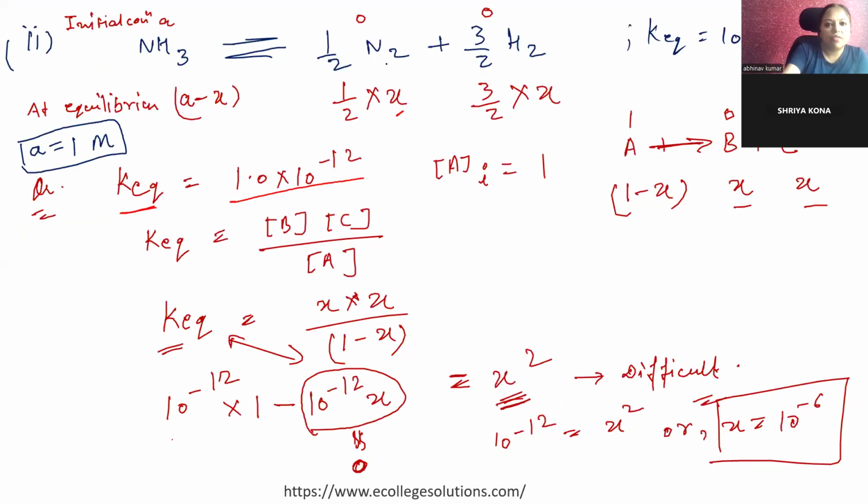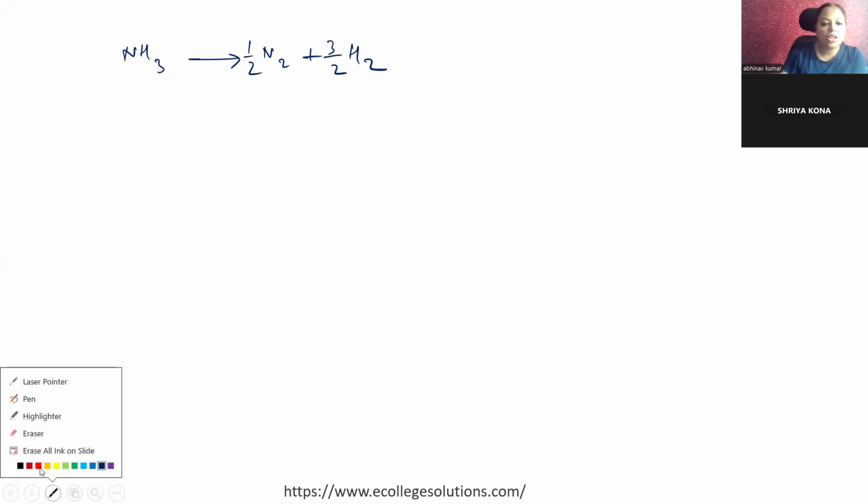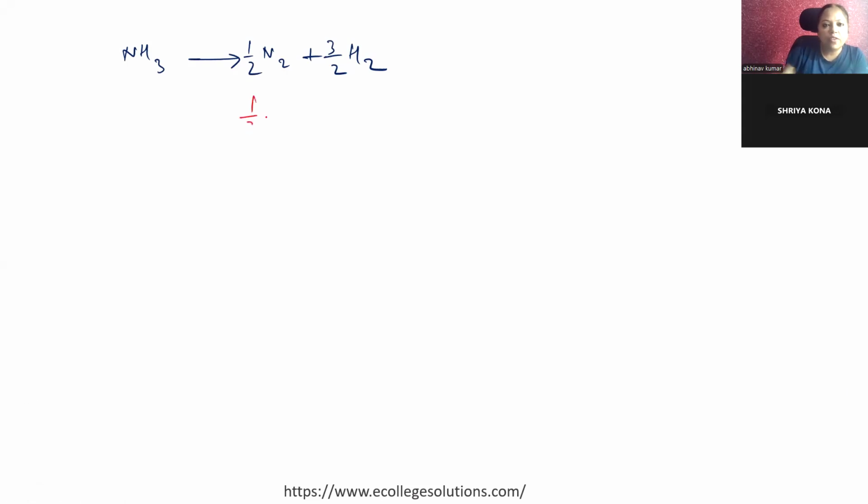Right hand side, NH2 gives out. So x is how much product is made, right? Actually, not, because here the value x is how much substrate dissociated, right? But because here the value will be 1 by 2x, and here it will be 3 by 2x. If it is 1, then 1 minus x. Initially, it was 1, and these two were 0. Right? And K equilibrium was given 10 to the power negative 12.